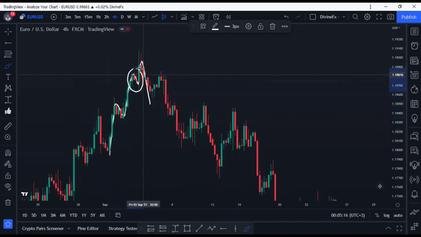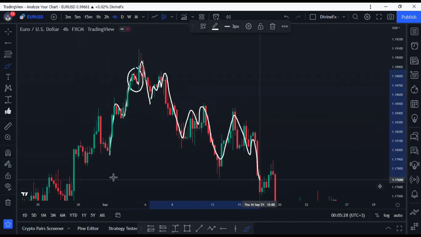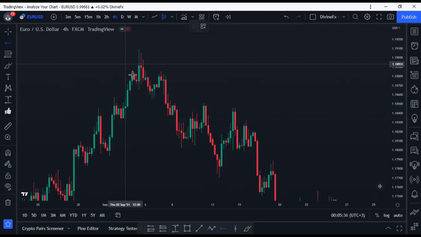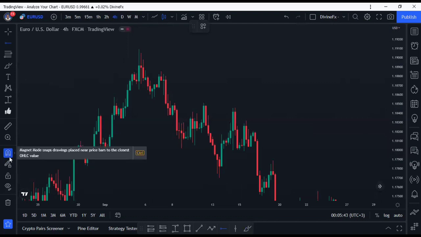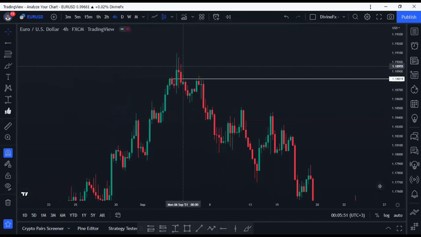After breaking this point, we had this correction phase, and you come to test the invalidation point, and then boom, price is moving to our side. So let's put the array line at this invalidation point. This was our invalidation point. This is the magnet tool. This tool helps you to mark the actual price. This was the actual price, the invalidation point.